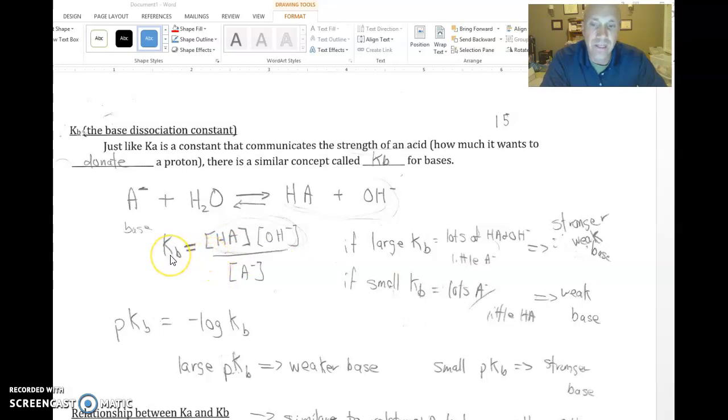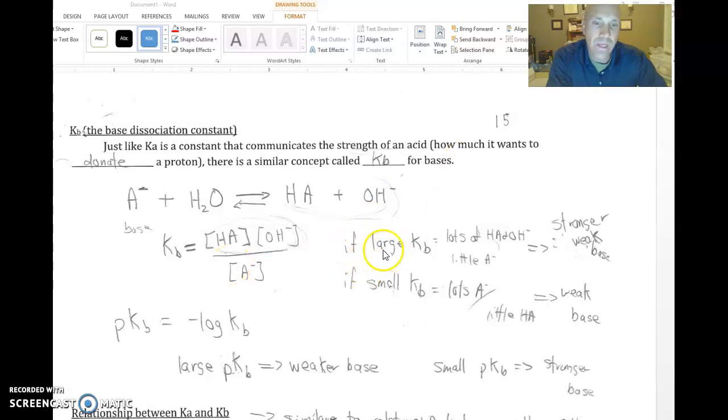If you're reading this from another textbook, instead of seeing HA, you might see this as BH plus. This thing right here would just have one higher charge and one more hydrogen than the thing over here, whereas the thing on the bottom would be just B, an uppercase B.